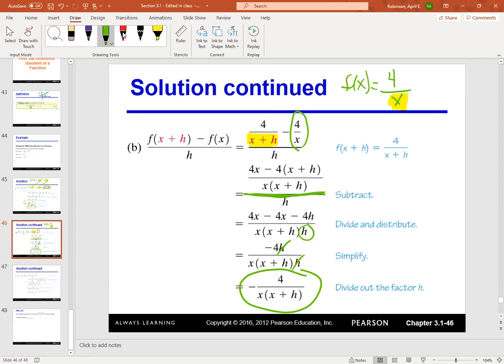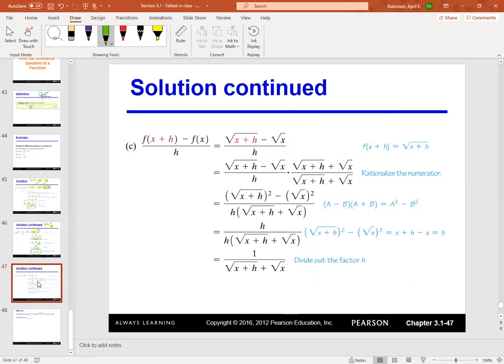There's more than one way to solve these. And then what they do in this one? The original function for this one was f of x is equal to the square root of x. So for f of x plus h, they put the x plus h underneath the radical right there. And then it's minus f of x.